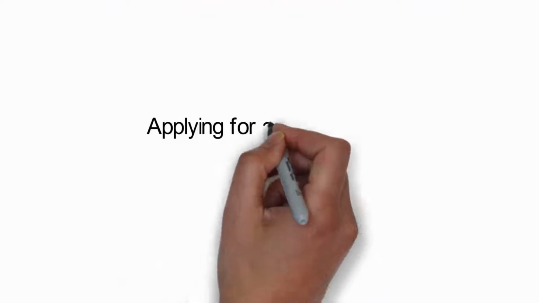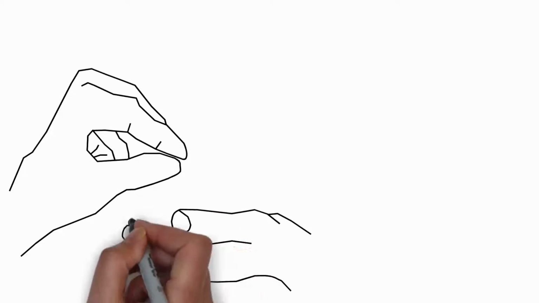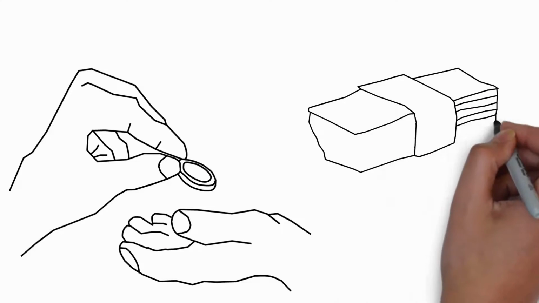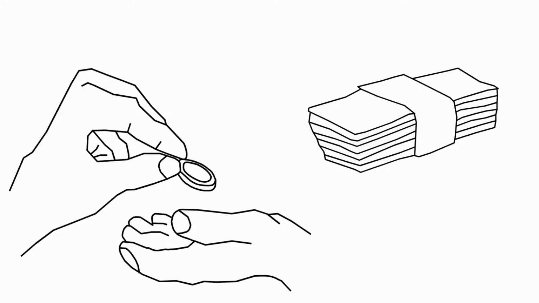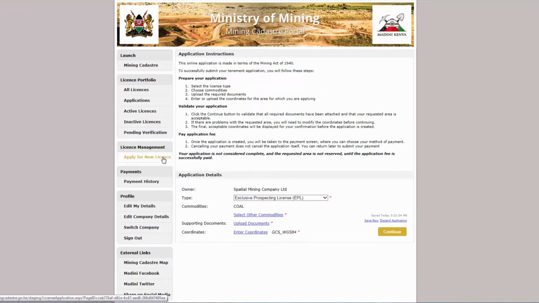Applying for a new license. We strongly advise that before you begin your application, you pay the relevant application fee into the nominated government bank account and save a proof of payment as PDF. To start the process, click the Apply for a New License link on the menu. On the application page, you will need to work through several steps.